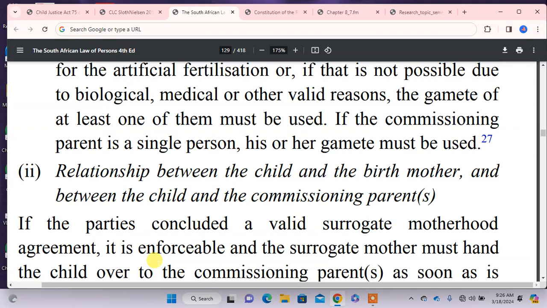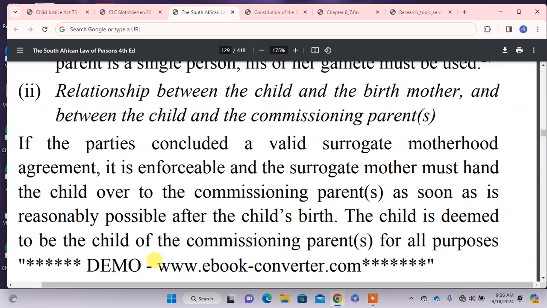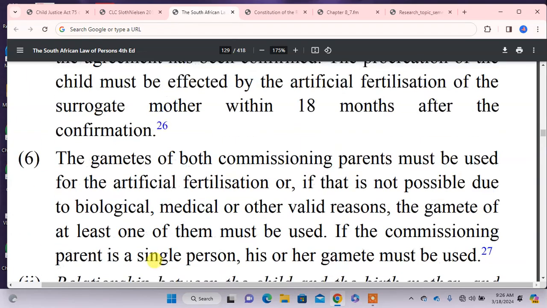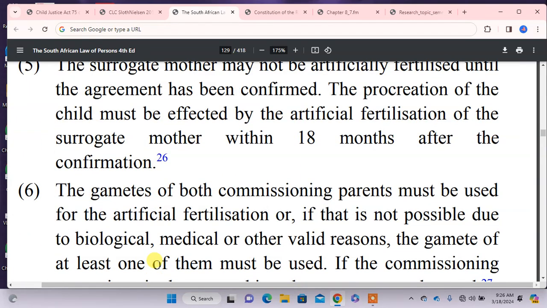Okay, let's skip this one. There are many, but if you go and read this book, you'll understand some of the surrogacy. I know that you get a clue now.